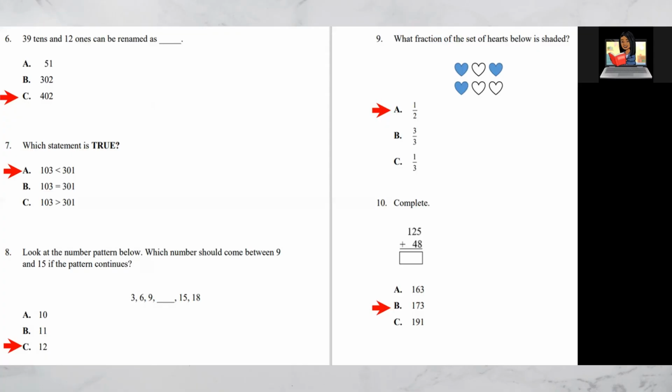Question 10. Complete 125 plus 48. So you're going to add the ones. 5 plus 8 is 13. Write the 3 here in the box under the 8, and then you carry the 1. So that 1 plus 2 plus 4 equals 7. You write that in the tens position, and then 1, and there's nothing underneath. 1 plus 0, 1. So that is how you end up with the answer of 173.